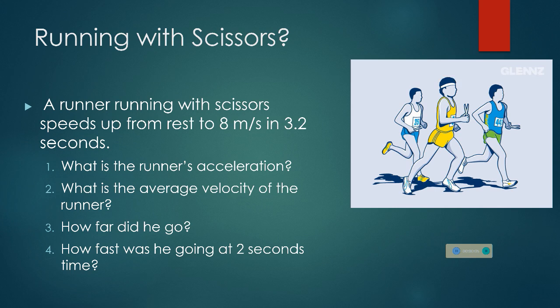so we're now going to look at a problem which you're going to see very similar in the homework. A runner is running with scissors and speeds up from rest to 8 meters per second in 3.2 seconds. What's their acceleration? What's their average velocity? How far did they go? And how fast was he going 2 seconds after that time?